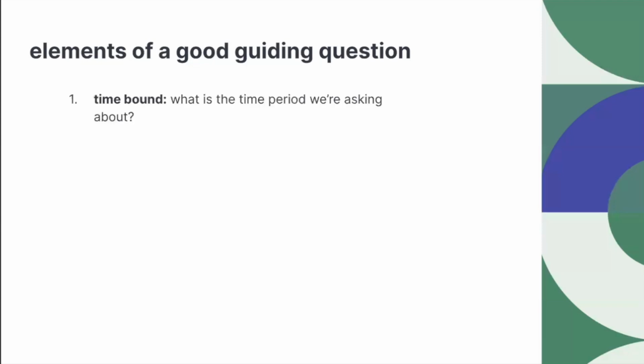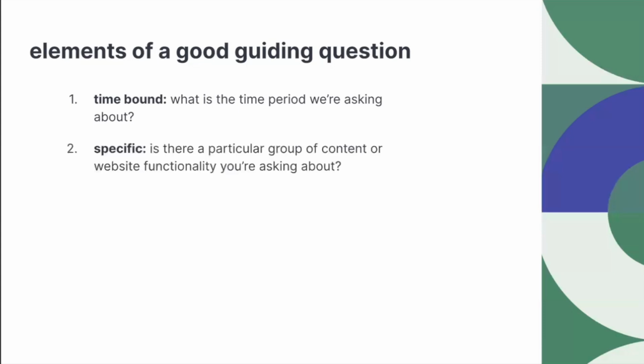Number 1, that this question is time bound. What is the period of time that we're going to be looking at, or for what period of time are we going to be assessing the website? Number 2, we want to be as specific as possible about the content or website functionality. Are we looking at a group of content? Are we looking at a specific page? Are we looking at a workflow where maybe there will be 3 or 4 different pages?